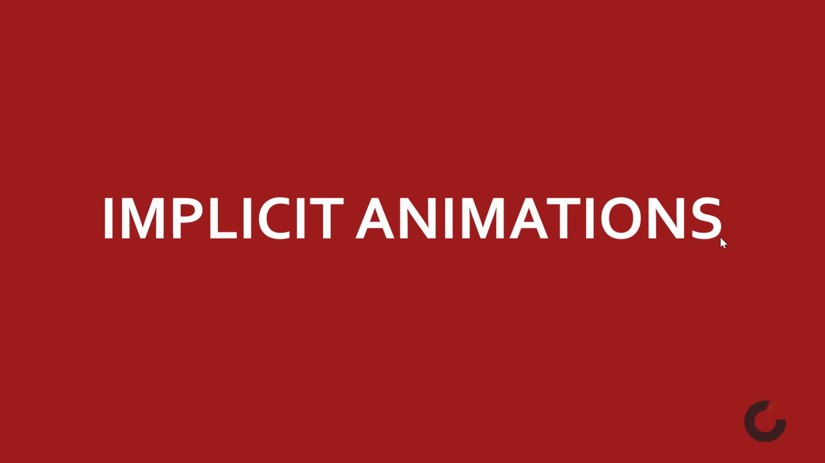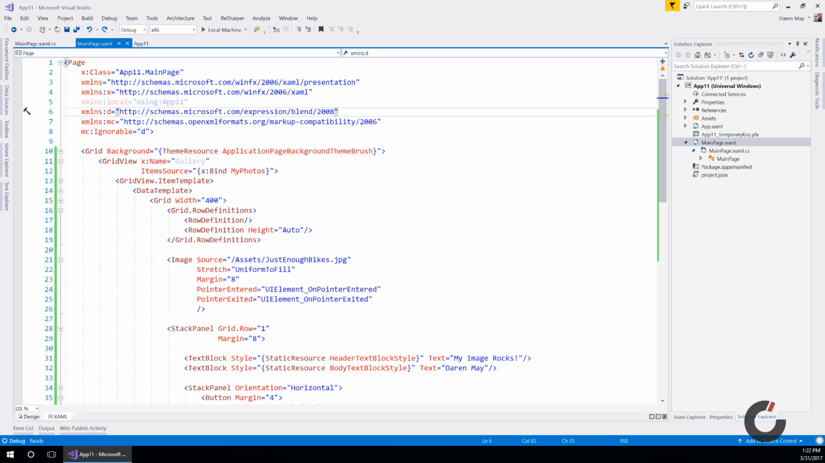Let's take a look at some implicit animations. So what I'd like to do is take this existing gallery application and update it to use implicit animations instead of the animations I was creating manually every time the pointer entered and exited. That will show how we can also use templates to reuse animations.